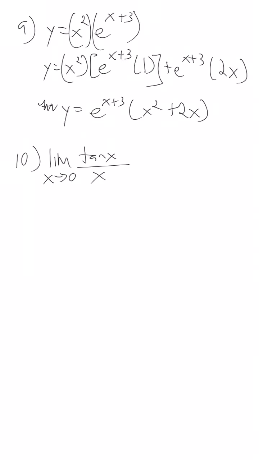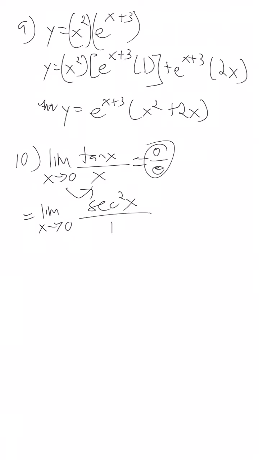All right, number 10 asks the limit as x approaches 0 of tangent of x over x. The first thing you do with the limit is you plug and chug. You get 0 over 0. This is an indeterminate form that qualifies for L'Hopital's. So this means that we get the limit as x approaches 0 of derivative of tangent, which is secant squared of x, over derivative of x, which is 1. Okay, so then you plug in 0 here and you get 1.